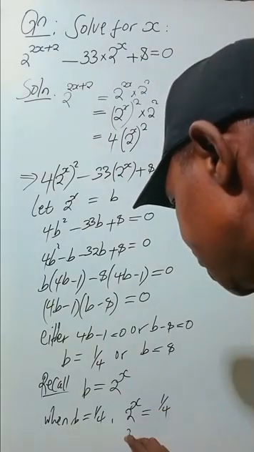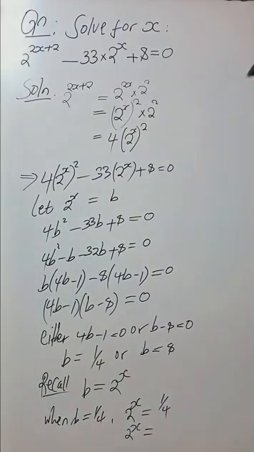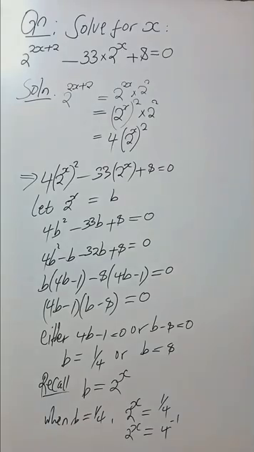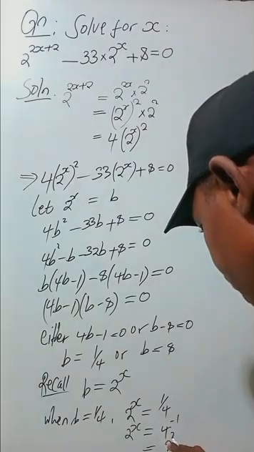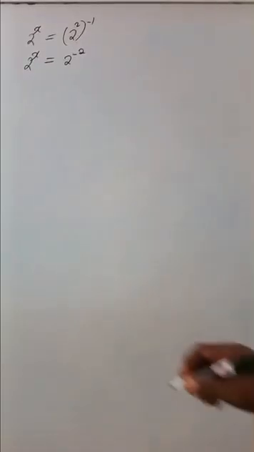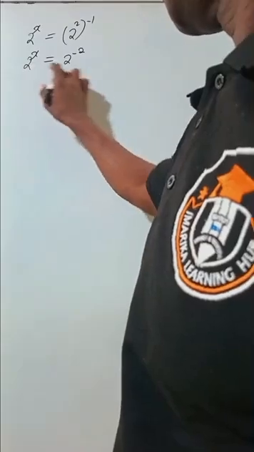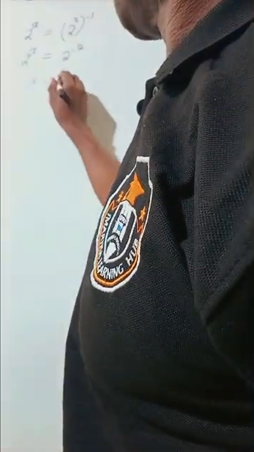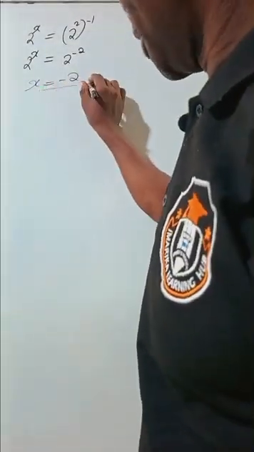which can be written as 2 power x equal to 1 over 4, the same as writing 4 power negative exponent 1. But what is this 4 on its own? This is 2 power 2, then there is negative 1 outside. Since the bases are the same, we compare the exponents. So here we get x is equal to negative 2. This is our first answer for x.